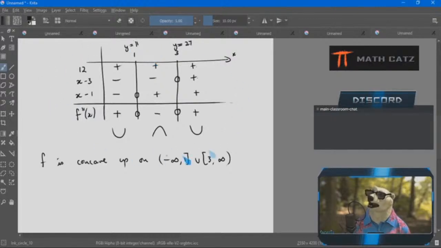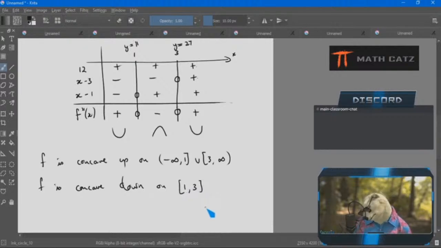Even though my table method is sort of recycled, it's a different function, different conclusions that I'm making. F is concave down on 1, 3. All right.